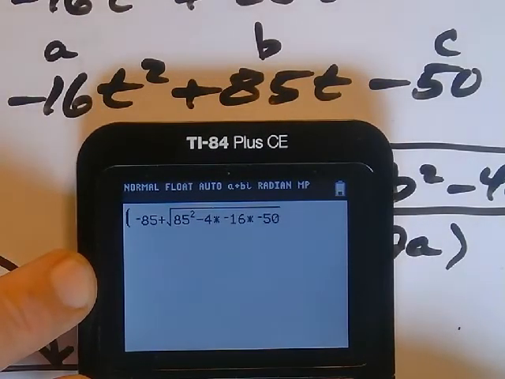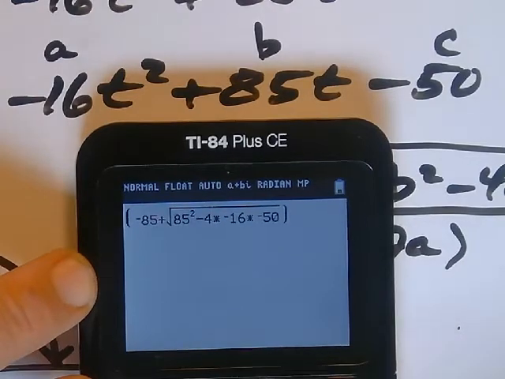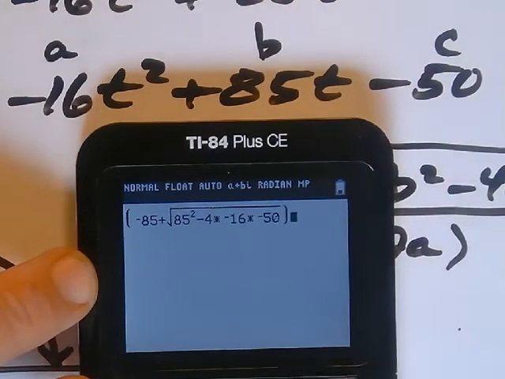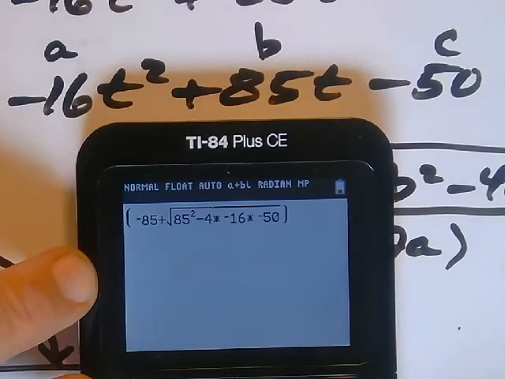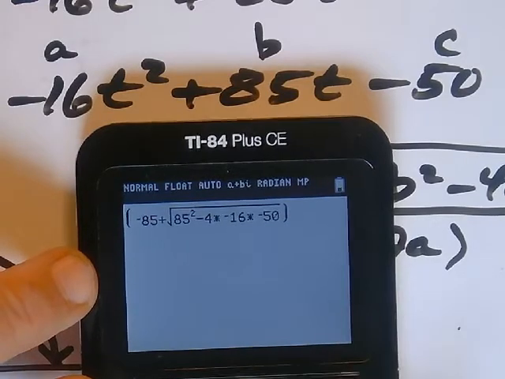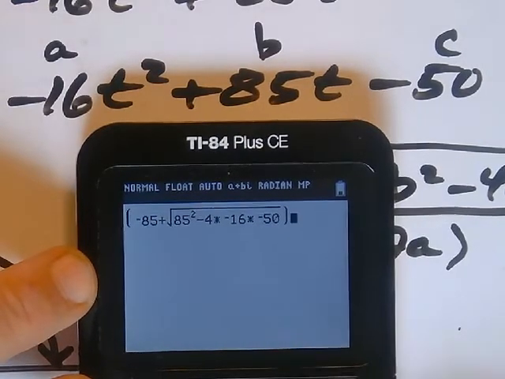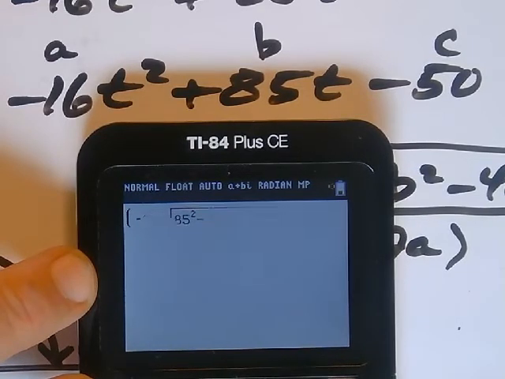Now I need to get out from underneath the square root, so I'm going to hit the arrow here, move over, and close that numerator. The numerator of the fraction is now closed. By the way, if you don't get out from underneath that radical, you'll have the parentheses in the wrong place and it won't work. So it's very important we get those parentheses in the right places. All right. And then divide by parentheses 2 times a, negative 16.